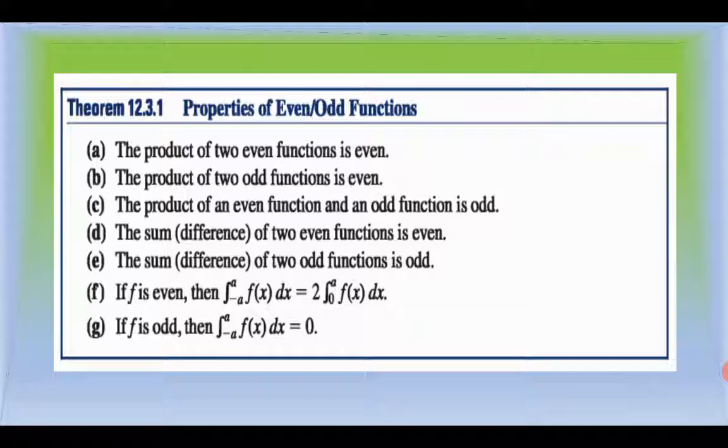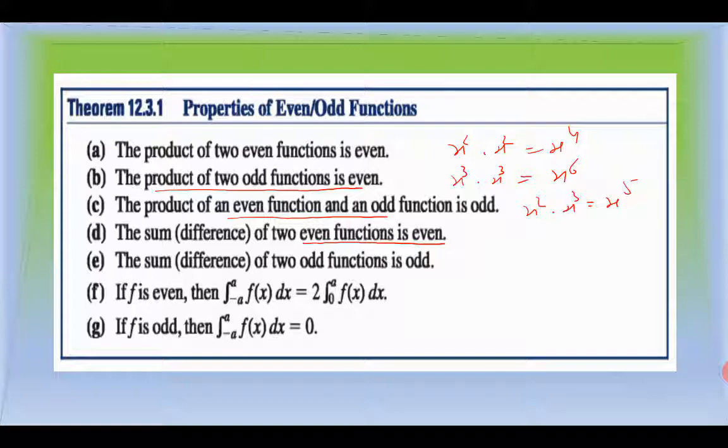See, identify some rules. The product of two even functions is even. Yes, multiply x square and x square, this is x power 4, again even. The product of two odd functions is even. Yes, multiply x cube and x cube, it will be x power 6, even. The product of an even and an odd function, x square into x cube, is x power 5, which is odd. The sum or difference of two even functions is even: x power 4 minus x square is an even function. The sum or difference of two odd functions is odd: x plus x cube is odd.